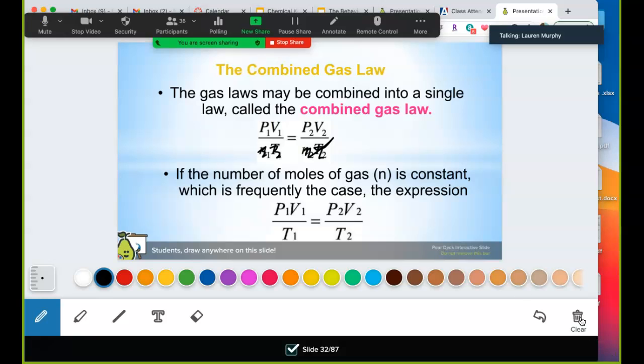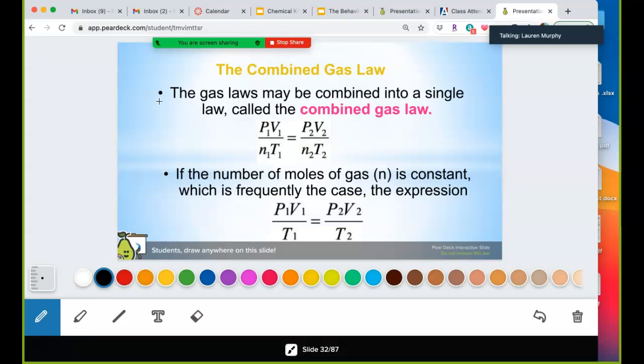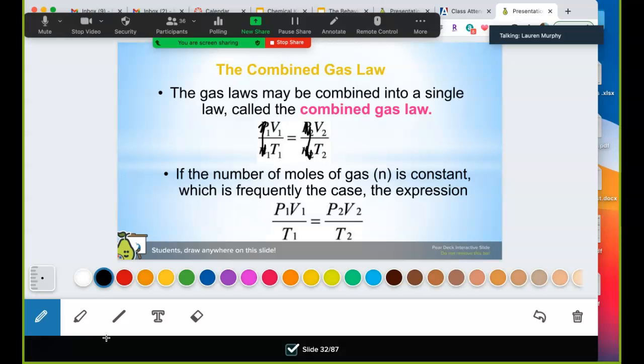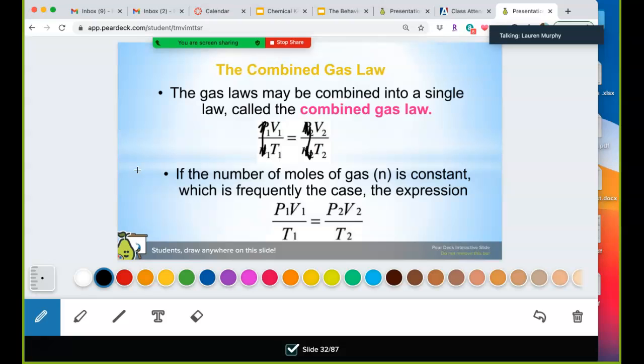Now, let's say pressure and moles are constant. They don't mention them in the problem. If you cross off the pressure and you cross off the moles, now you end up with the relationship between volume and temperature. This was Charles' law. V1 over T1 is V2 over T2. Okay, and remember, for temperature in this chapter, it has to be in Kelvin. So we'll review how to get to Kelvin again today.